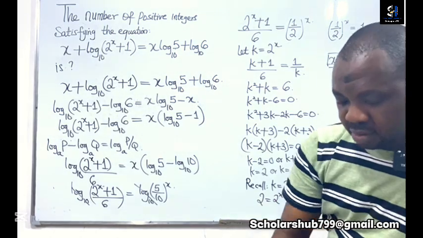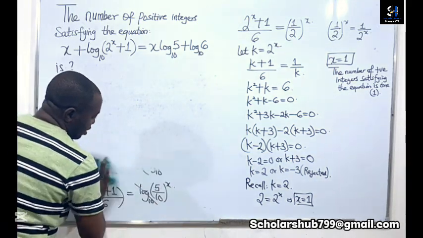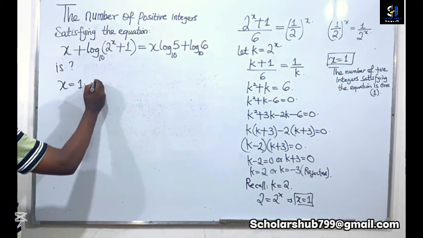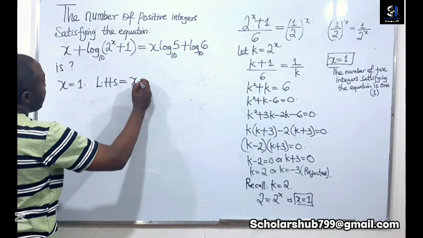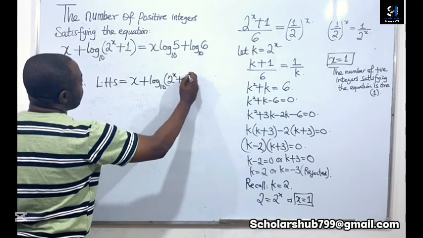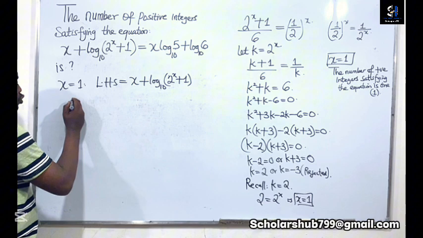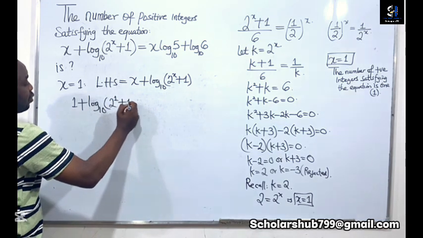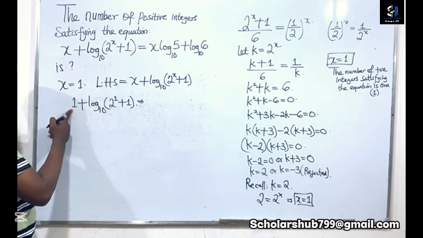Okay, let's check for the correctness of our solution. So we have that x is equal to 1. Now the left hand side of this equation is x plus log to base 10 of parentheses 2 raised to the power of x plus 1. So when the value of x is 1, this will be 1 plus log to base 10 of parentheses 2 raised to the power of 1 plus 1. Now remember, log to base 10 of 10 is 1.